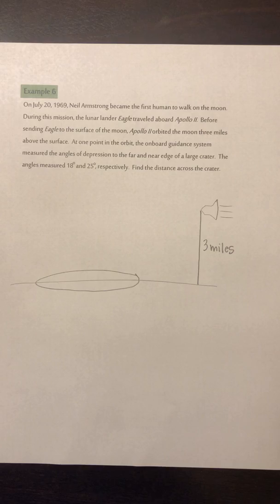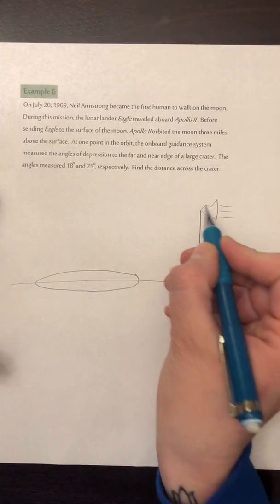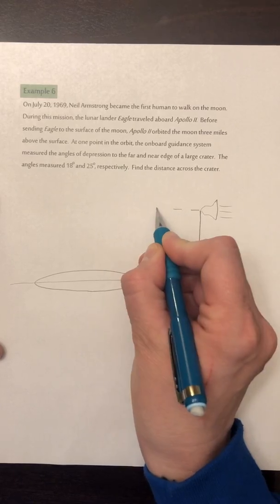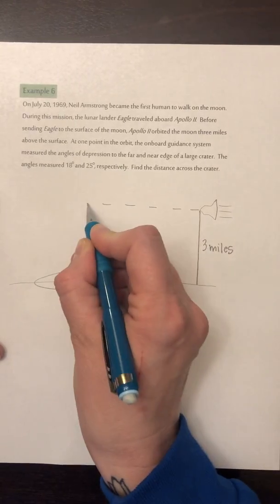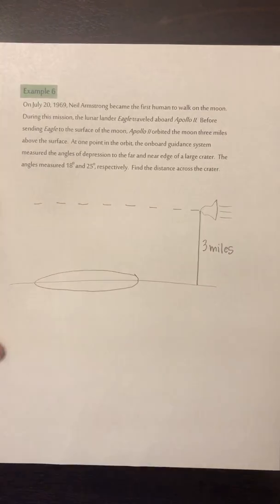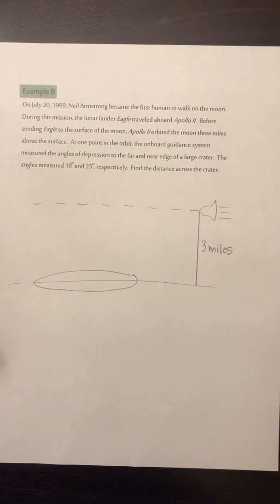Now let's talk, because remember we said angles of depression always have to start from a horizontal line. So the first thing I'm gonna do is draw my horizontal line. So this is just the route that the Eagle is taking. And from that route, we're gonna have 2 angles of depression.